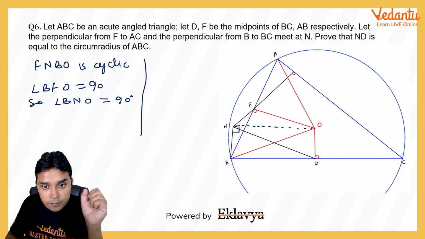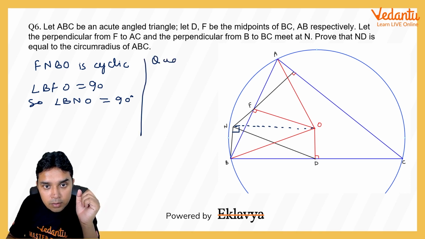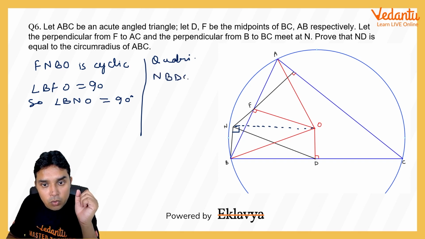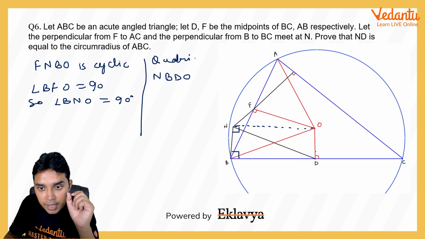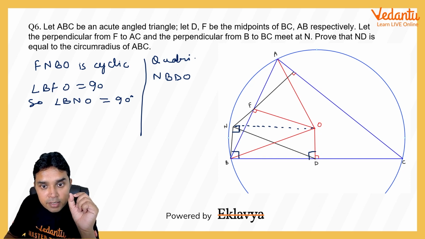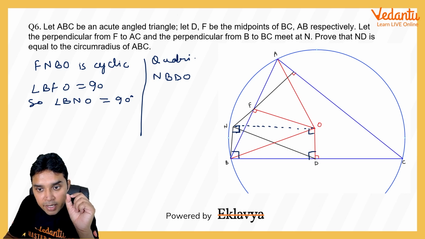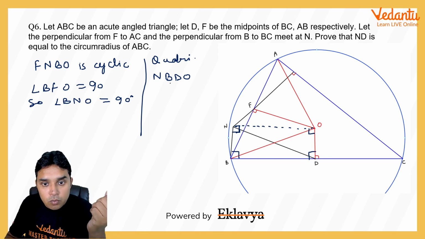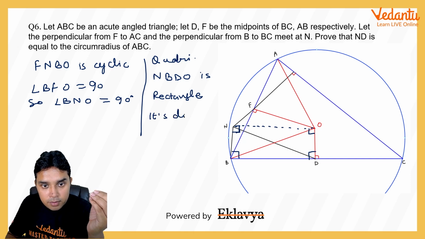Now please listen carefully. In that quadrilateral NBDO, I hope you can see this angle is 90 as it is given in the question. This is 90 because the center is joined to the midpoint of the chord. This we have proved that it is 90. Hence, the remaining angle will also be 90 only. So this quadrilateral NBDO is a rectangle, isn't it? And as we know, for a rectangle, its diagonals should be equal.